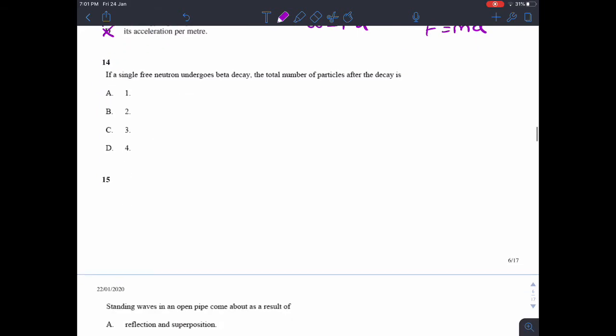Question number 14. If a single free neutron undergoes beta decay, the total number of particles after the decay is what? Well, we need to remember our beta decay equation, in which a neutron decays into a proton. We've got a balanced charge, so an electron or a beta particle is produced, and we've got a balanced lepton number, so also an electron antineutrino is produced. So that's 1, 2, 3 particles. C.